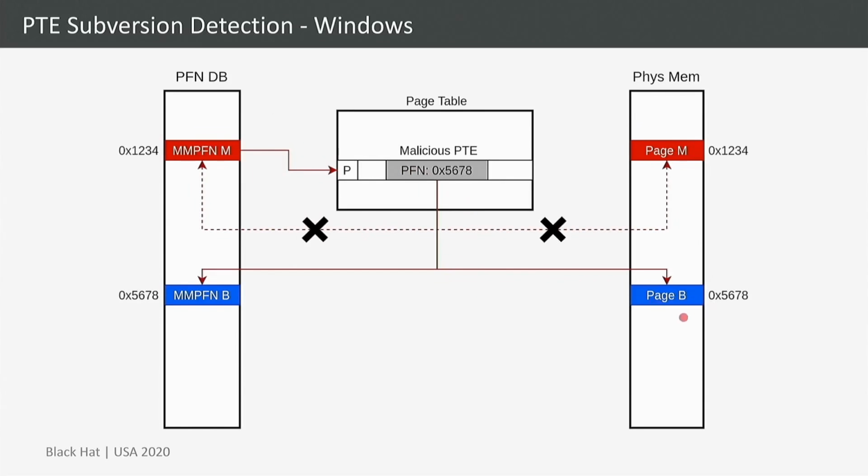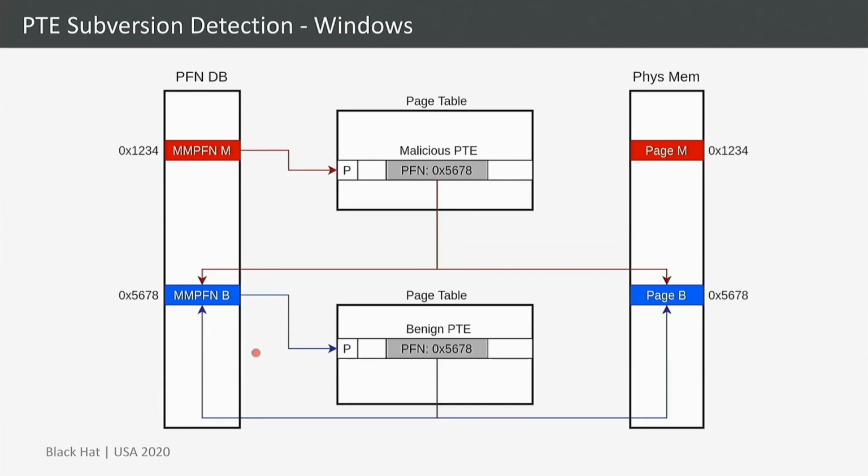So we are now pointing at the benign page down here, and we are also referencing another MMPFN struct. So that means we have a broken loop. We have a valid loop down here because this MMPFN struct belongs to a valid page. The benign page is already there, and we have a valid loop here. But we also have the pointer from over here, which does not point back over here. So this is something that we can detect on.